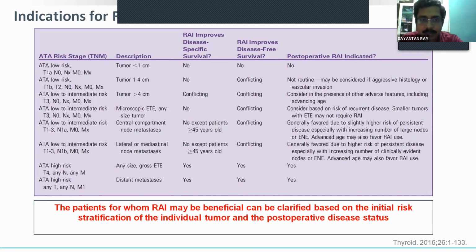Regarding the intermediate-risk group, depending on tumor size, presence of extrathyroidal extension, presence of lymph node metastasis, and also considering the age of the patient, we can consider post-operative radioiodine therapy.